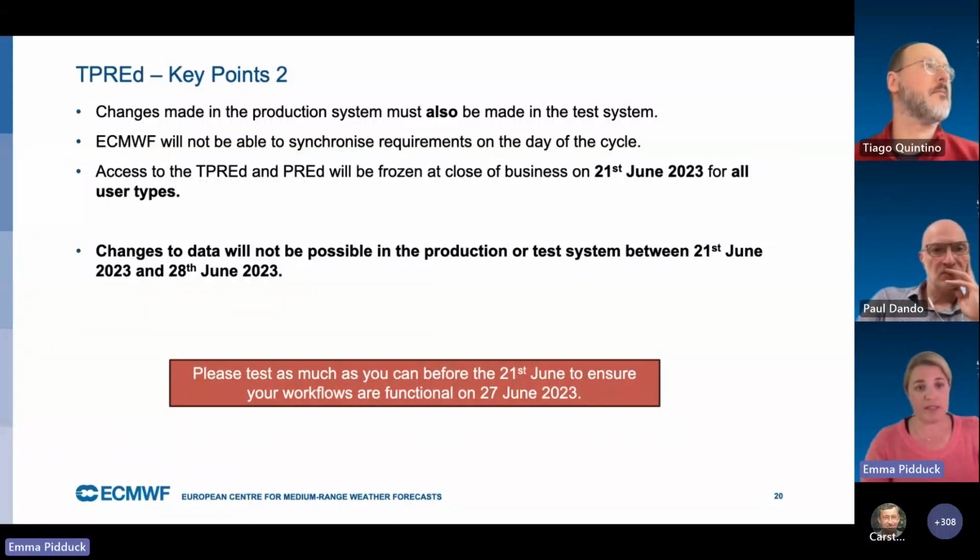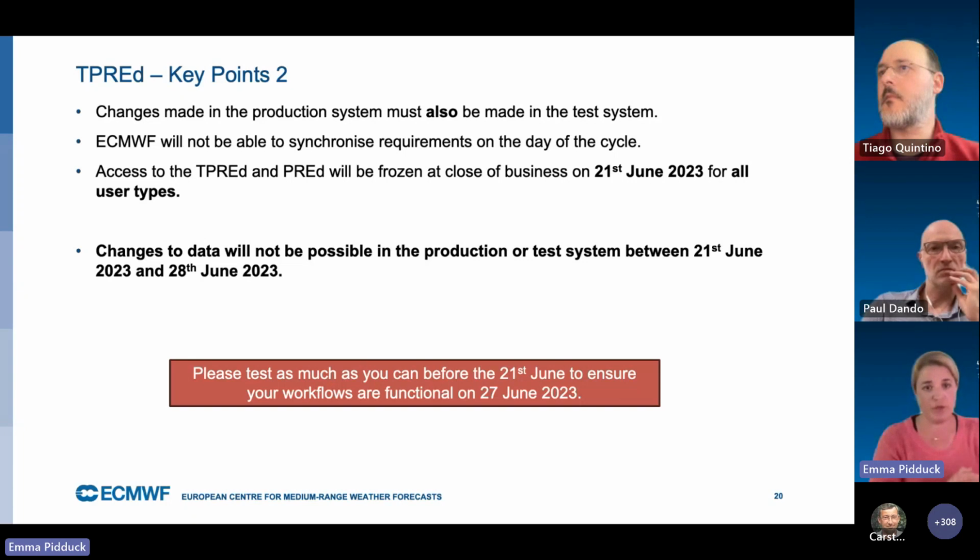The other key points that are quite important: changes made in the production system in the meantime, so between the release candidate phase and the 27th of June, must also be made in the test system. Given the complexity of the upgrade, we will not have the easy ability to synchronize the production and the test requirements at the point of changing over. So we ask you, please update changes in both systems to make sure that your workflows still work on the day.